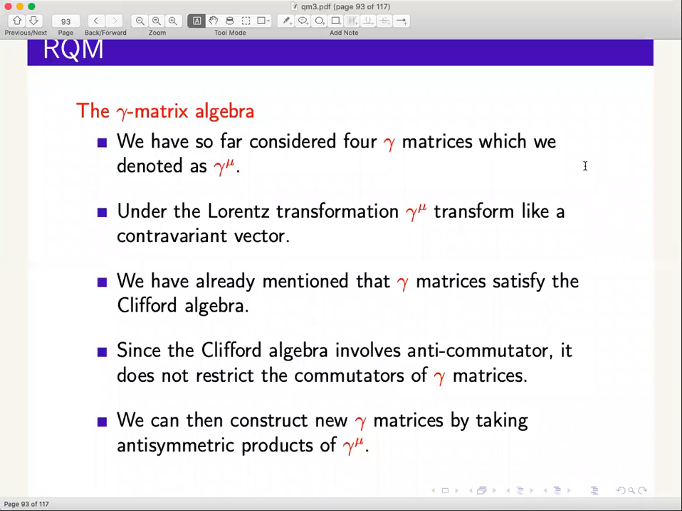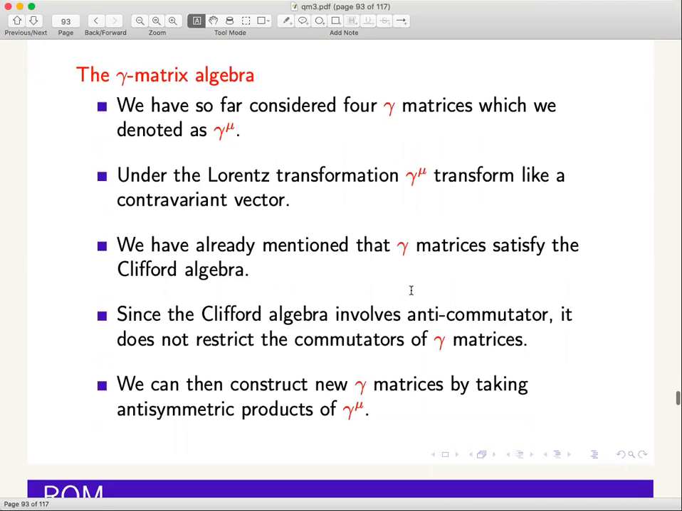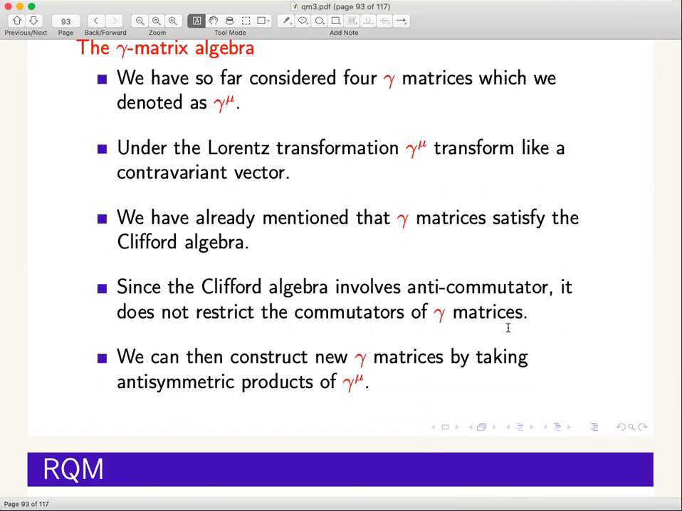Okay. So coming back to the gamma matrix algebra that we are looking at, we said that the gamma matrices gamma mu that we introduced in the covariant form of the Dirac equation transform like a contravariant tensor under Lorentz transformations. And we also know that they satisfy the Clifford algebra. This is something we did last time.